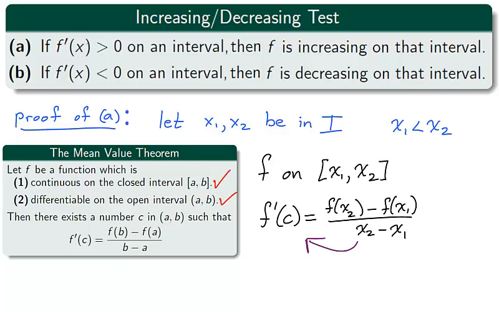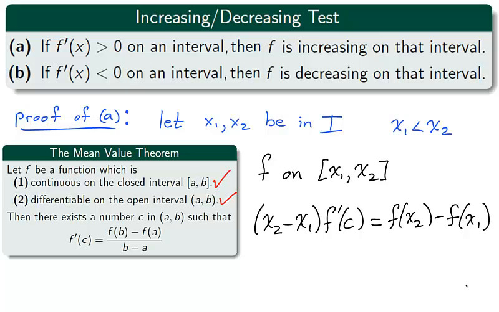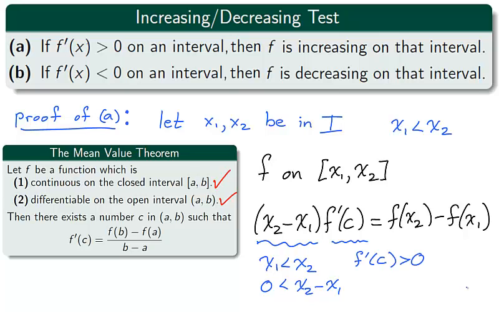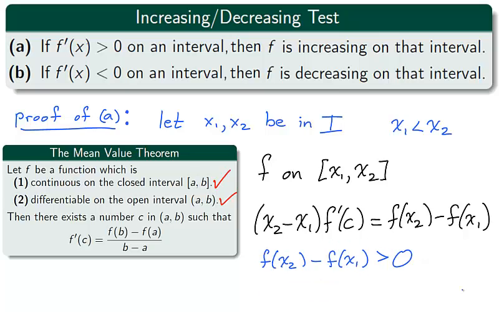Manipulate the equation, move the denominator to the other side. Because x2 is greater than x1, x2 minus x1 is greater than 0. And because we're trying to prove part A, we're under the assumption that f prime of c is greater than 0. Because f of x2 minus f of x1 is equal to the product of two numbers greater than 0, it must also be greater than 0. And the inequality implies that f of x2 is greater than f of x1.